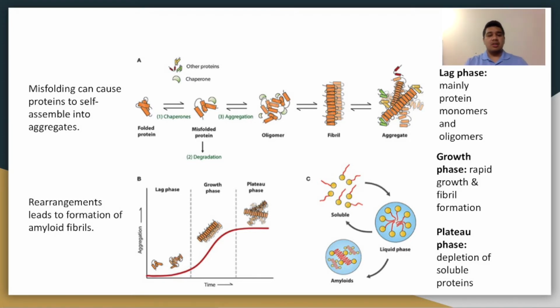So these can be caused by misfolding or by mutations in these regions, causing them to self-assemble into aggregates or big groups. These structural rearrangements lead to formation of amyloid fibrils. There are 3 phases. During the lag phase, it's mainly protein monomers and oligomers, which is followed by a rapid growth phase in which protein fibrils are formed, followed lastly by a plateau phase in which the reaction is ended due to the depletion of soluble proteins.